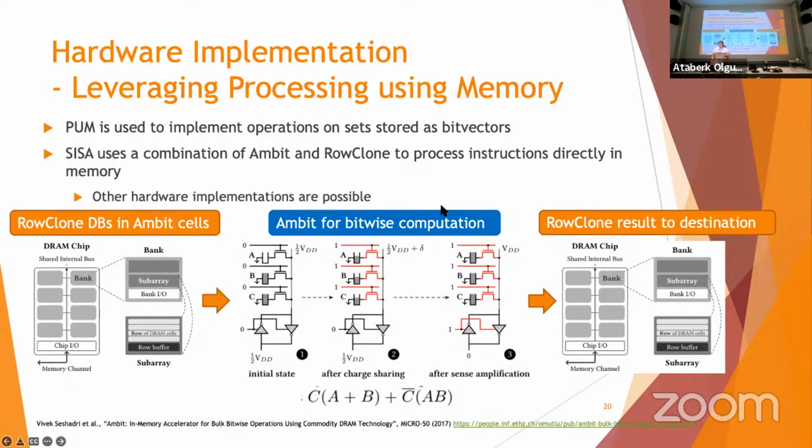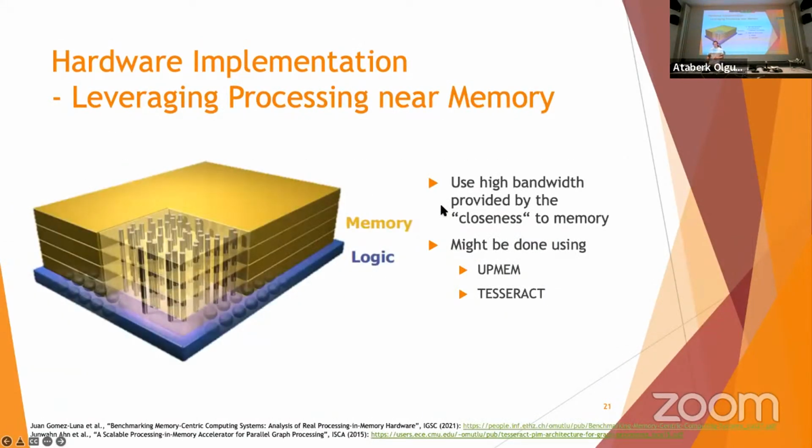So how does processing near memory work? Well, here we use the high bandwidth provided by the closeness to memory. And I've brought, for example, this 3D stacked memory. We've got several memory layers, and beneath them the logic layers, and they're connected via very high bandwidth. And again, the paper doesn't state how you should do it. It could be, for example, implemented using UPMEM, which is a 2D stack technology, or Tesseract, which is such a 3D stack.